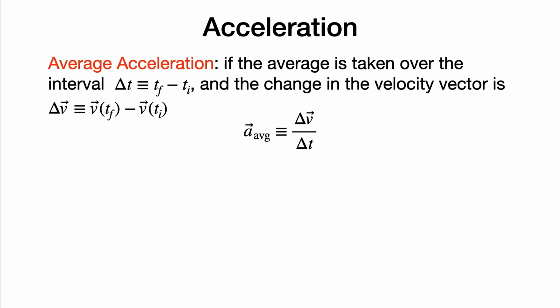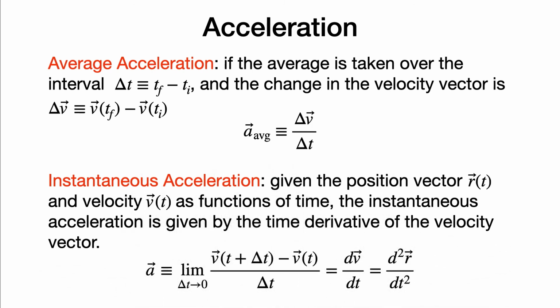Now, let's consider acceleration. And first, average acceleration. If the average, again, is taken over the interval of the final time minus the initial time, and the change in the velocity vector is the velocity at the final time minus the velocity at the initial time, then we can calculate the average acceleration very simply by just taking the ratio of the change in the velocity divided by the change in time.